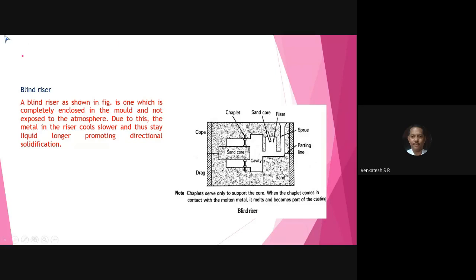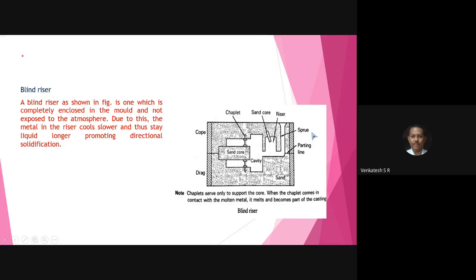All of you observe here, this is the blind riser and this is the sand core. From this sand core, which is placed on the parting line, the metal covers the sand core. Around the sand core it leaves the hole in the casting. This is the mold cavity and this is the core present in the riser, and also the sprue, pouring basin, and the parting line. So this is the cope and drag.